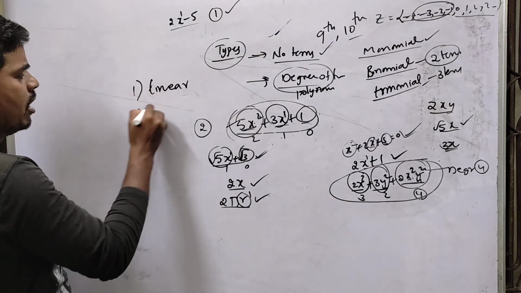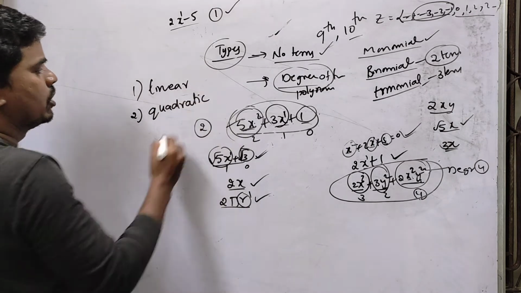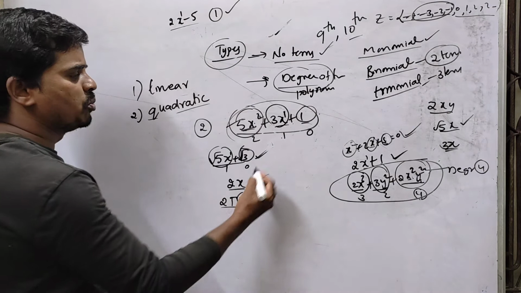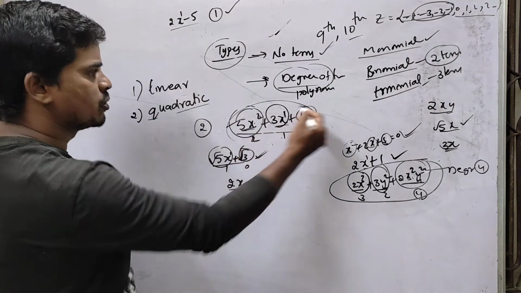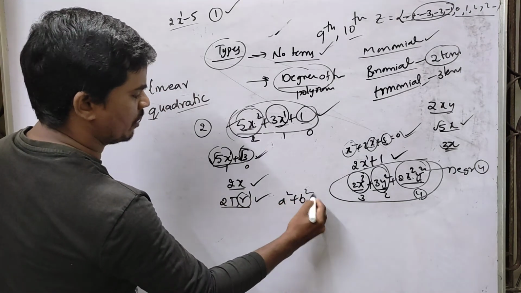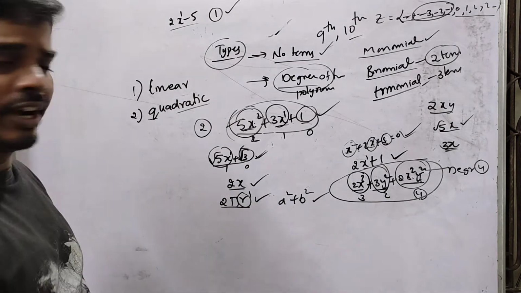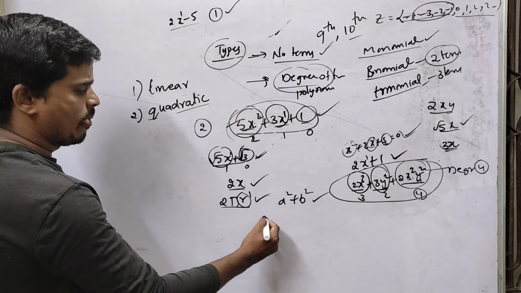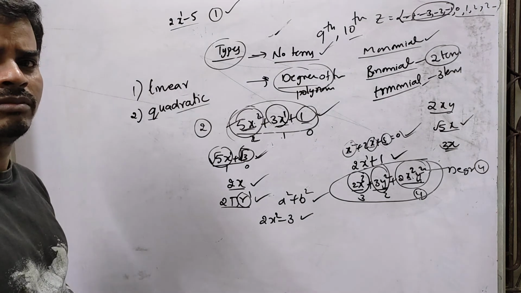Second one is the quadratic. Quadratic means degree 2 polynomials. Suppose 5x square plus 3x plus 1. The highest degree is 2, so it's a quadratic. Okay? a square plus b square: the highest degree of this polynomial is 2, so it is also a quadratic. Okay, students? And 2x square minus 3 is also a quadratic polynomial.